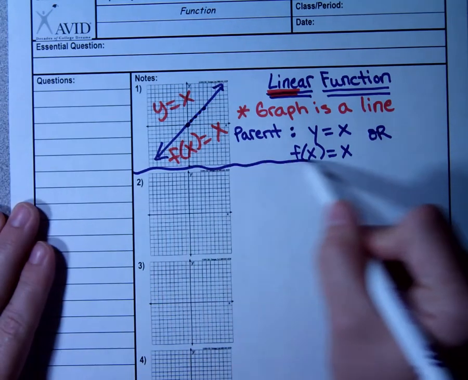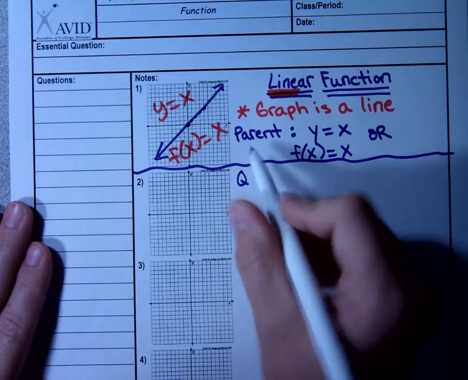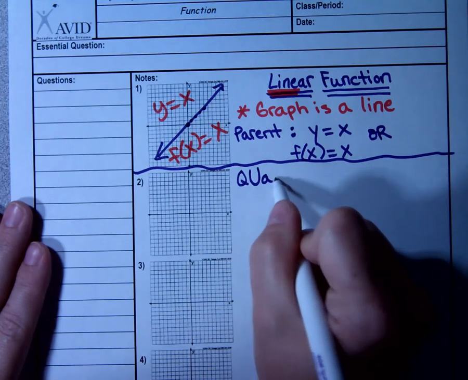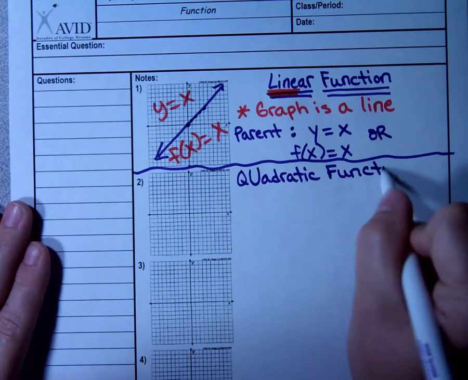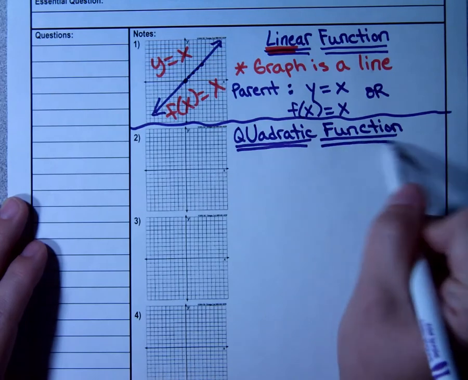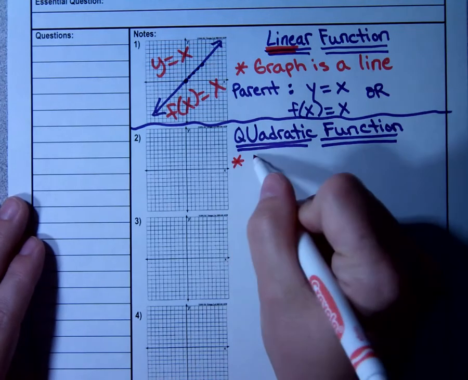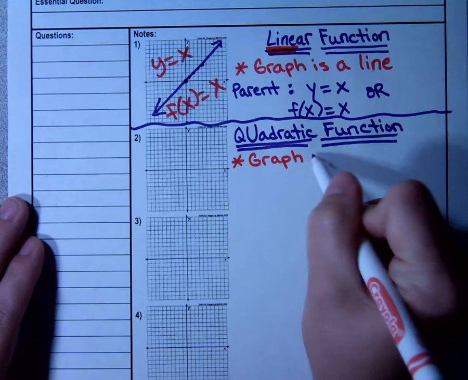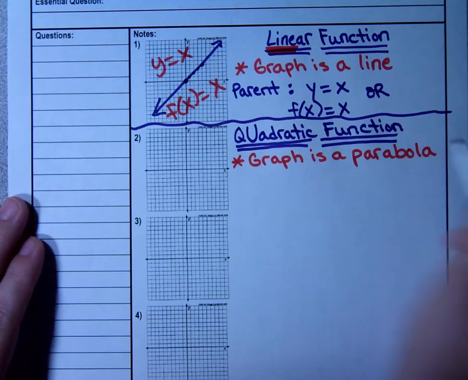Okay, the next function I want to talk about is the quadratic function. And I'm going to make this a capital U and spell the word quadratic this way. So let's talk about the quadratic function. I used a capital U when I wrote quadratic because this graph is a U-shaped graph called a parabola. So let's write that down. The graph is a parabola, which is a U-shaped graph.